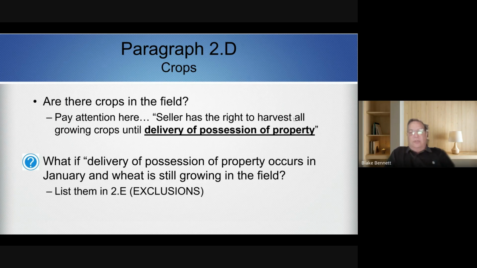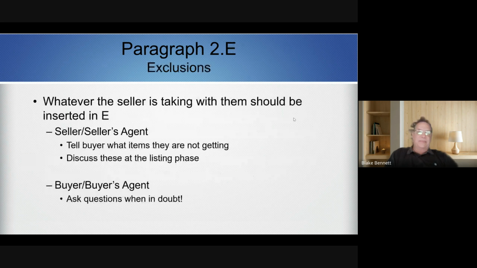List any exclusions. If delivery and possession of the property occurs in January and wheat is still growing in the field, it needs to go in the exclusions in 2E. That's where I put, see this lease arrangement that I had also attached. Whatever the seller is going to be taking with them should be inserted in E. The seller and the seller's agent tell the buyers what they're not going to get.